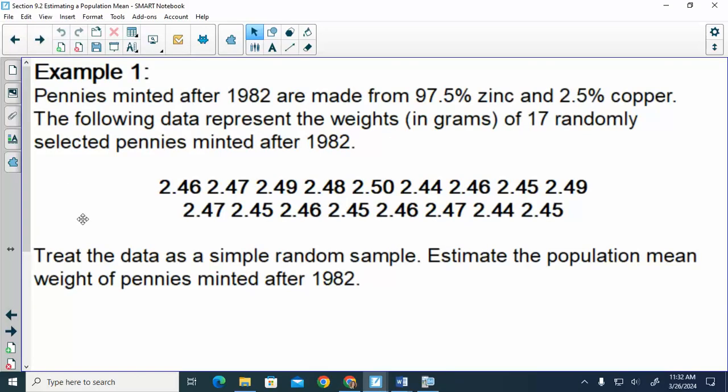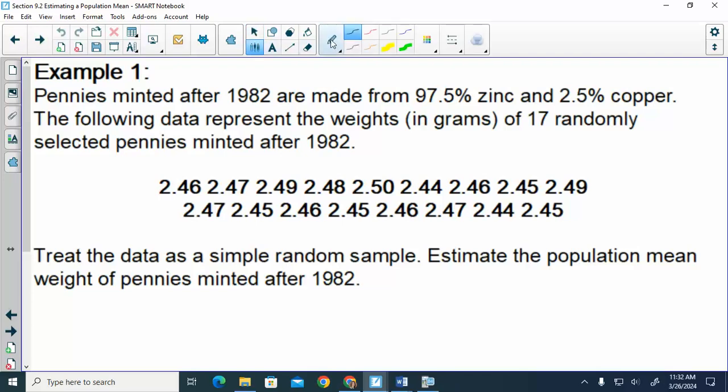So if I gave you this one: pennies minted after 1982 are made from 97.5% zinc and 2.5% copper. The following data gives the weight in grams of 17 randomly selected pennies minted after 1982. Treat the data as a simple random sample. Estimate the population mean weight of the pennies minted after 1982.